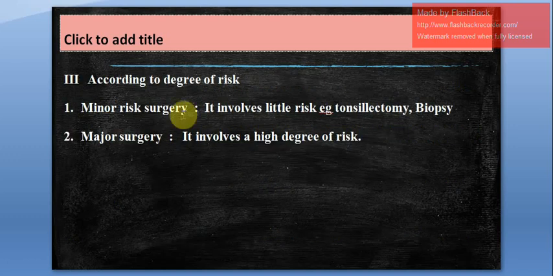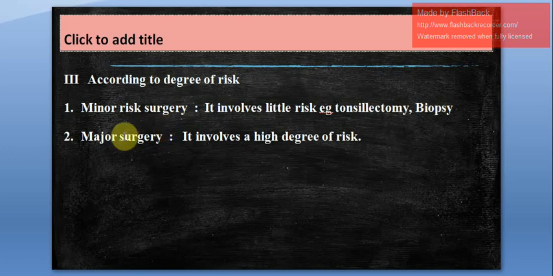Next classification is according to the degree of risk. According to the degree of risk, we have got two types of surgeries. One is minor surgery and one more is major surgery. Now minor surgery means it involves very little risk. It can result in certain complications, but most of the time it has very little risk. Example, tonsillectomy. Tonsillectomy means removal of the tonsils. Biopsy means removing a tissue or specimen sample for diagnosis purposes.